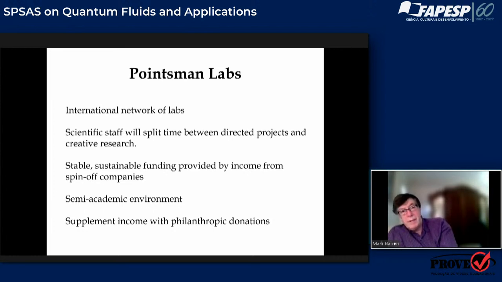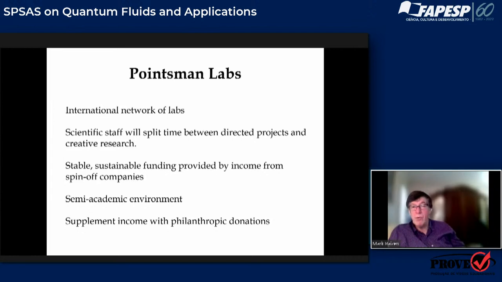Ultimately, I hope to develop a network of labs, where we have a scientific staff, which will split their time between directed projects and creative research. This will be hopefully stable and sustainable with funding provided by income with our spinoff companies. So unlike Bell Labs, which ultimately failed because of that problem, we don't have to worry about the stock market, and we can just be a stable foundation. And in fact, we're hoping to work with other large foundations, and we have discussions going on right now with some of the largest foundations in the U.S.